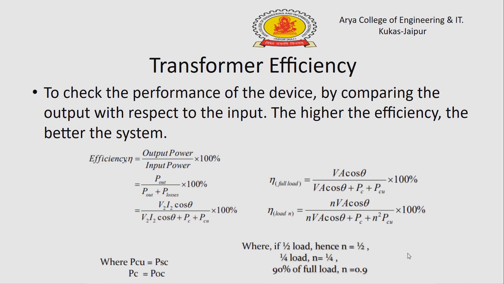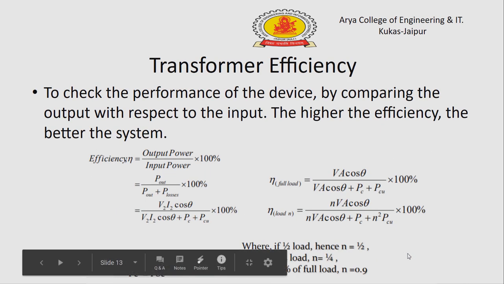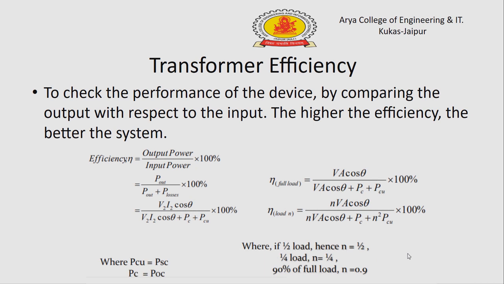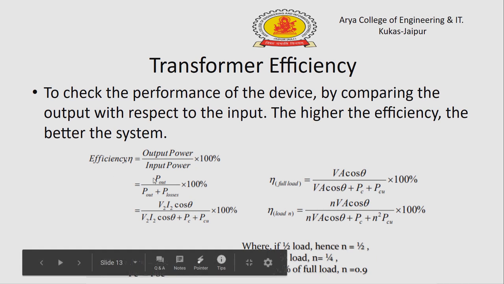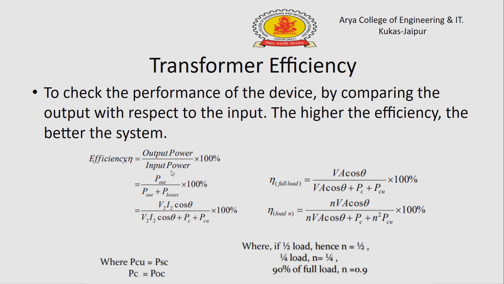Now the transformer efficiency, to check the performance of the device by comparing the output with respect to the input. The higher the efficiency, the better the system. It is defined as the output upon input of the transformer. It is called the efficiency. The formula of efficiency of a transformer is the output power upon input power into 100%. We can show the efficiency in percentage also.